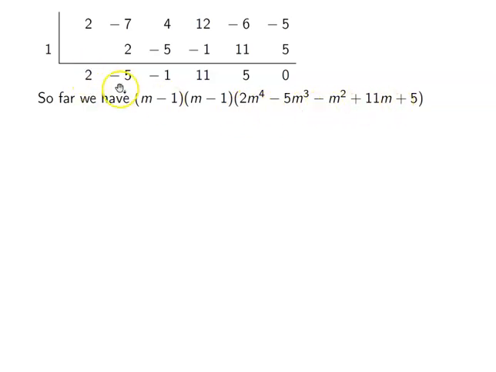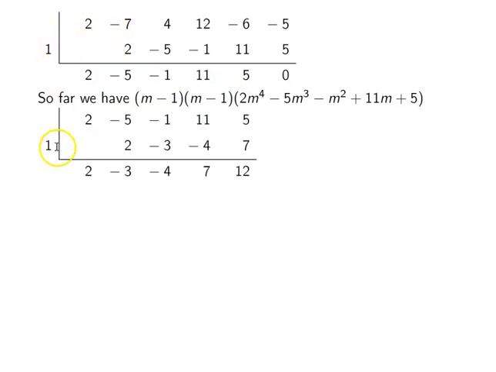So this is now a 4th degree, 3rd, 2nd, the 1st degree, m, and the constant, and this is the remainder, which is 0, which means it's a factor. So that's why I have 2, -5, -1, 11, and 5. And n minus 1 is a factor twice. It worked the second time, so I'm going to try it again.